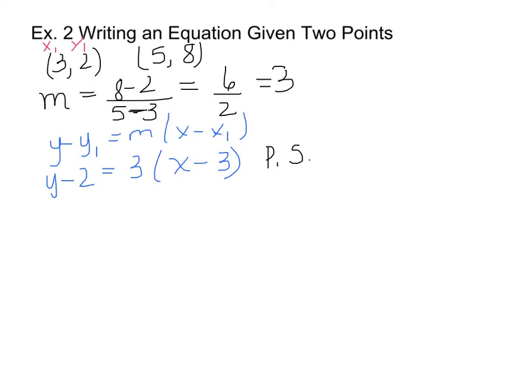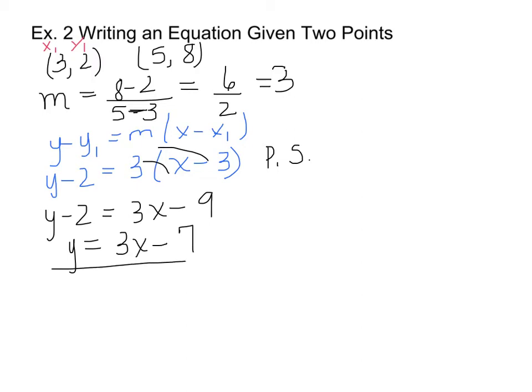Let's say they wanted us to go to slope-intercept. Well, to go to slope-intercept, we would take things further and distribute this 3. And so we would get 3x minus 9. And then getting y by itself, adding 2 to both sides, you're going to get 3x minus 7. So this would be slope-intercept. Slope-intercept makes it easier for us to graph it. Point slope makes it easier for us to interpret it.